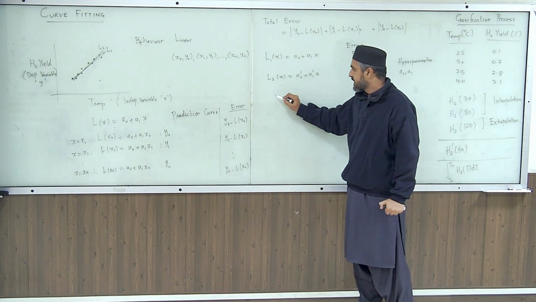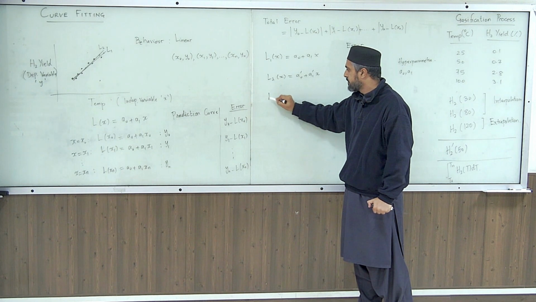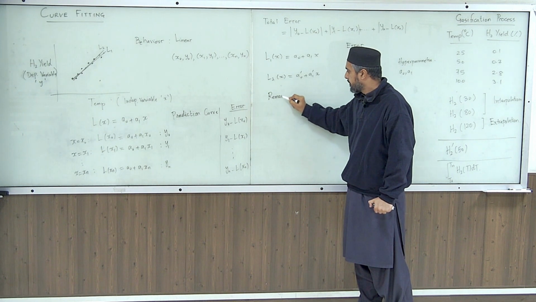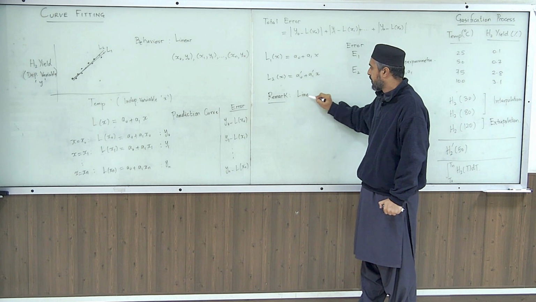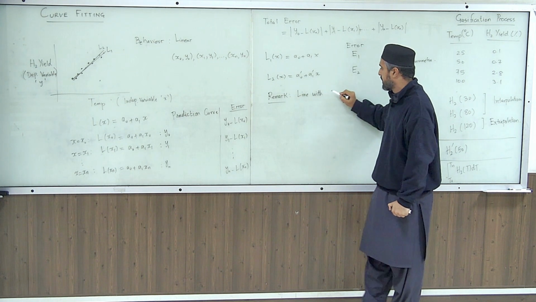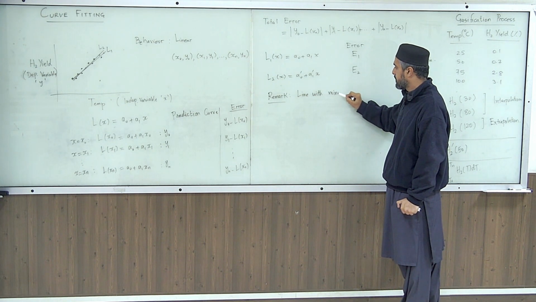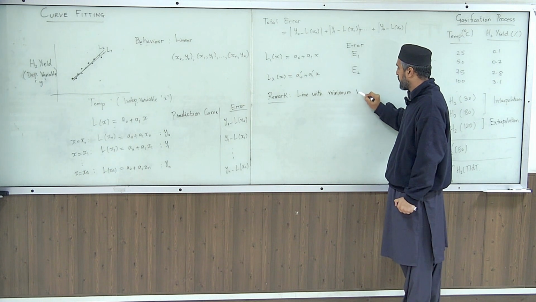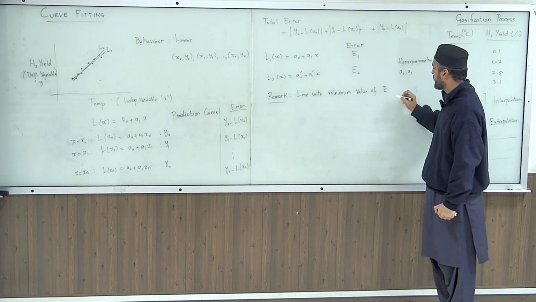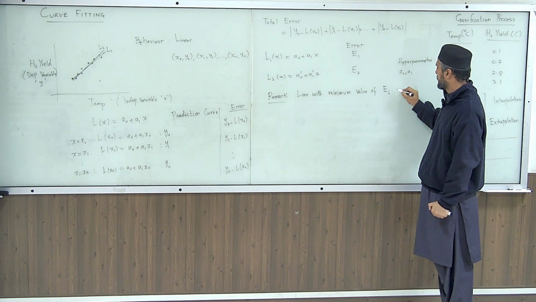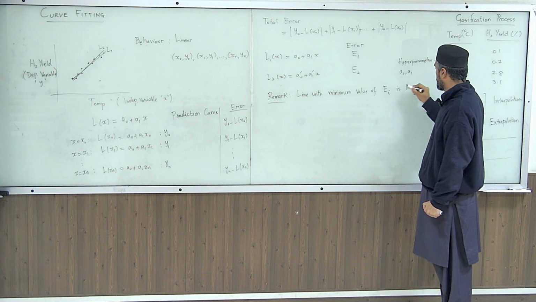So let me write a statement, a remark maybe: a straight line with the minimum value of the error, maybe ei, is the best fit line.